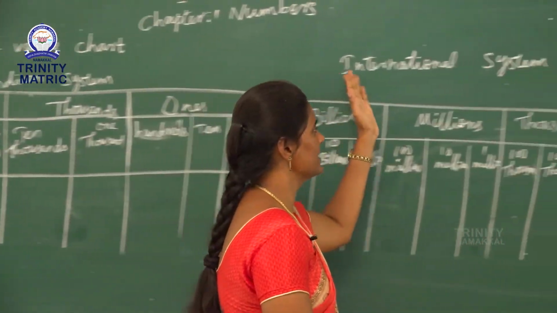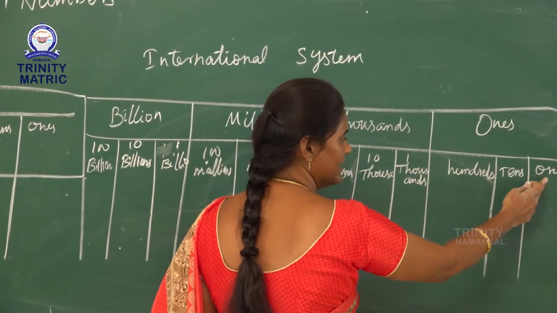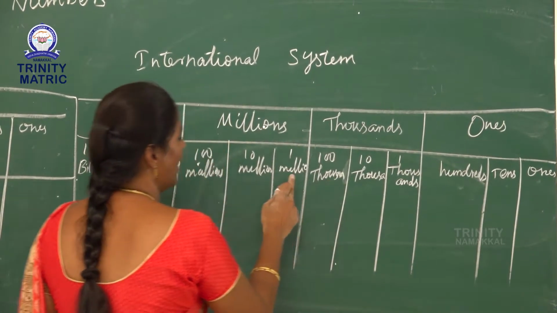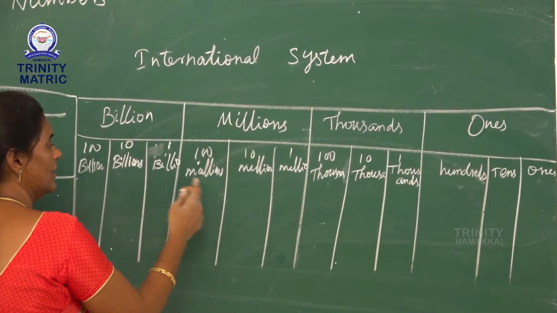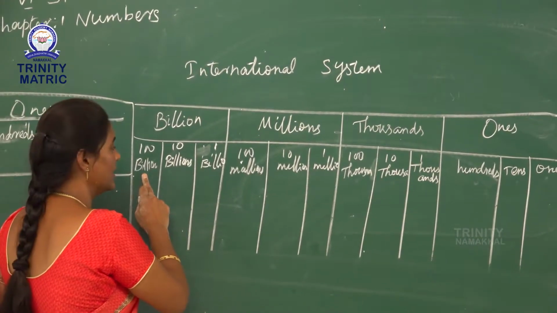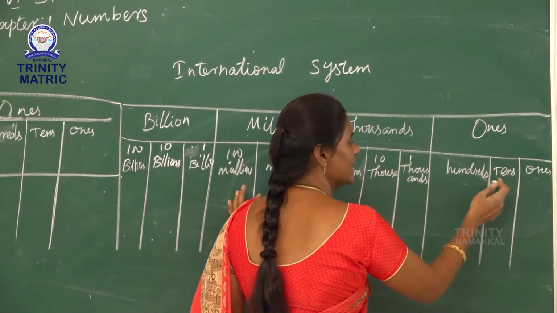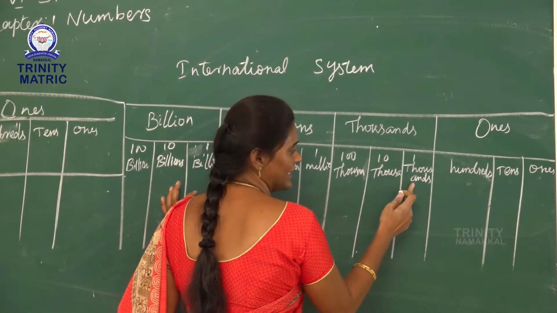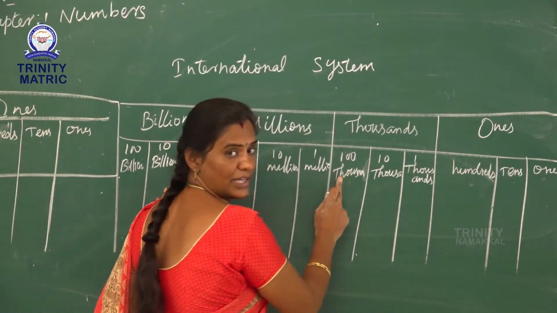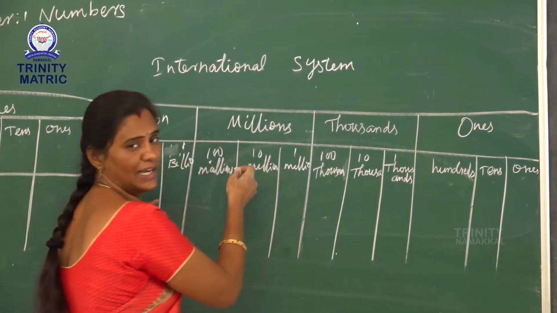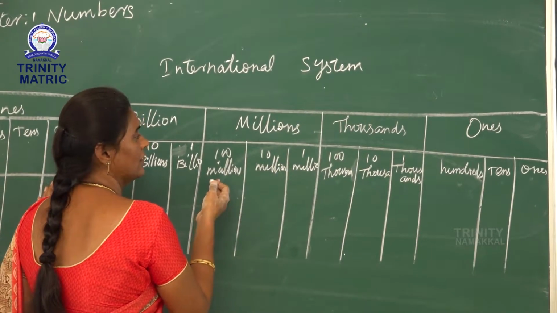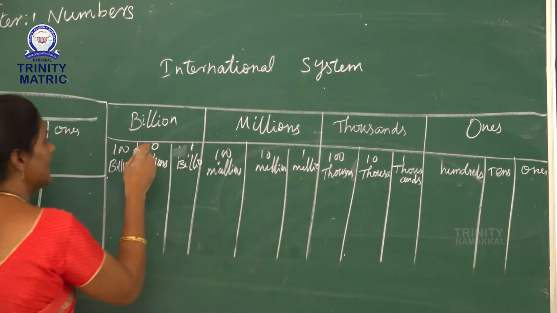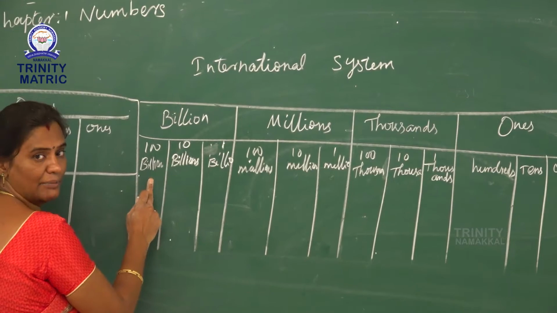See here, in the international system the place values are ones, tens, hundreds, 1000, 10,000, 100,000 and 1 million, 10 million, 100 million, then 1 billion, 10 billion, 100 billion. Here the ones and tens are the units place. Then in the thousands place we have three places, that is 1000, 10,000, 100,000. Next to the thousands place is the millions place. In the millions place we have three columns, that is 1 million, 10 million, 100 million. Then after that, billions: 1 billion, 10 billion, 100 billion.